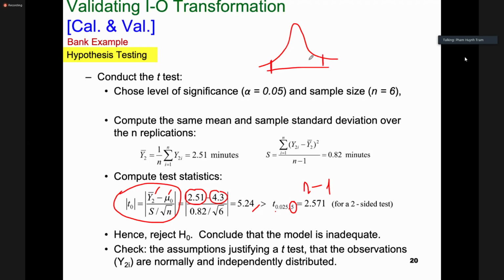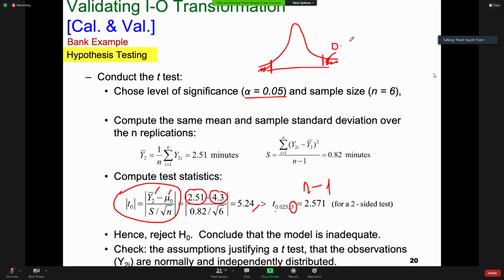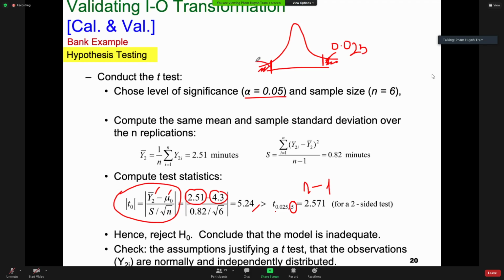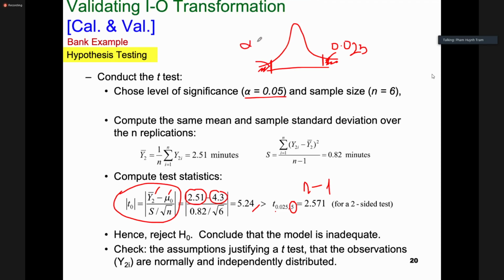So you would have 2 rejection regions, this one and this one. If you choose alpha equal to 0.05 or 5%, then each rejection region will be half of the alpha. So this one would be 0.025 and this one would be 0.025. All right, half of the alpha. So in your t distribution table, you have to look for t alpha divided by 2, and the degrees of freedom is n minus 1. Okay, this is a two-sided test.